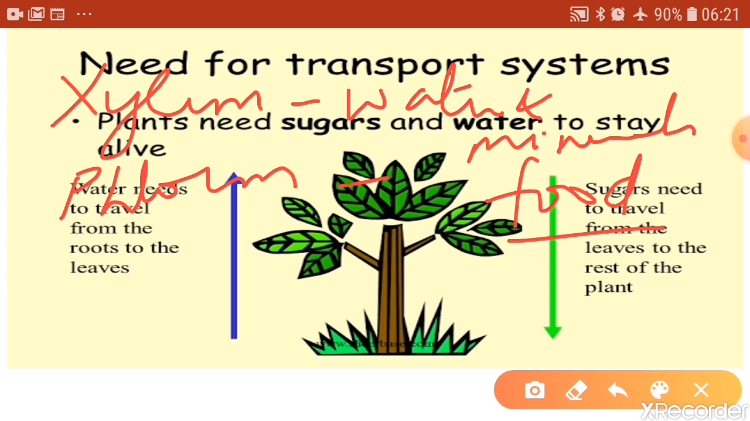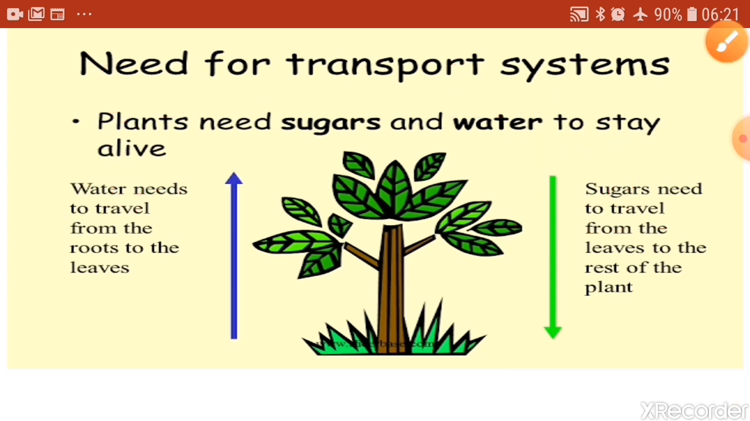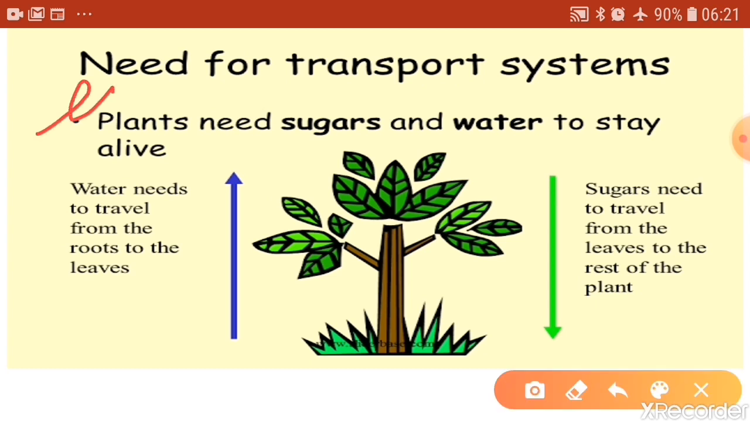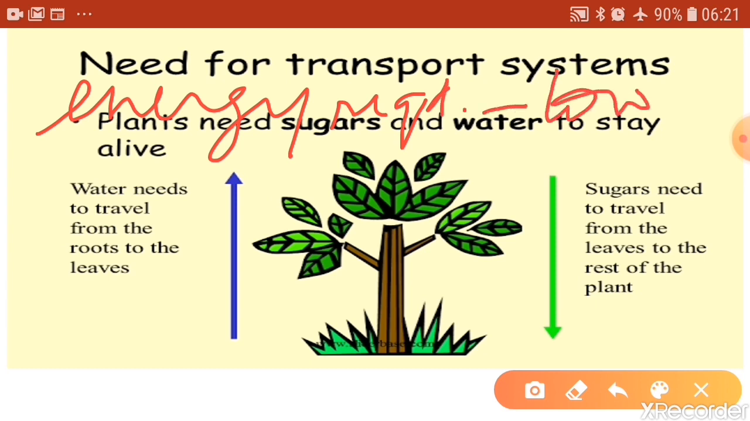Remember that as plants are stationary, and also that they have tissues which are mainly made up of dead cells, the energy requirement of plants is quite low when compared to that of animals, and as a result the plants can do with a slower system of transportation. Plants have a slower system of transportation when compared to animals.